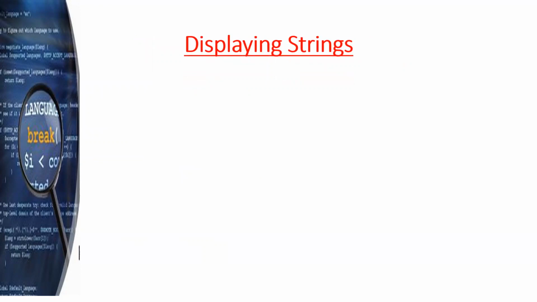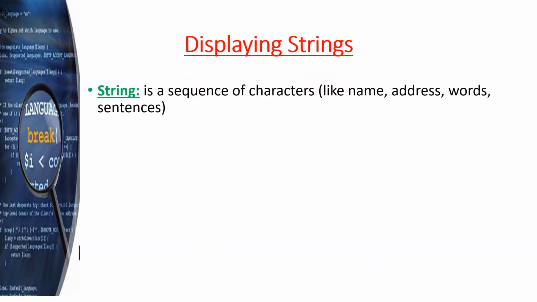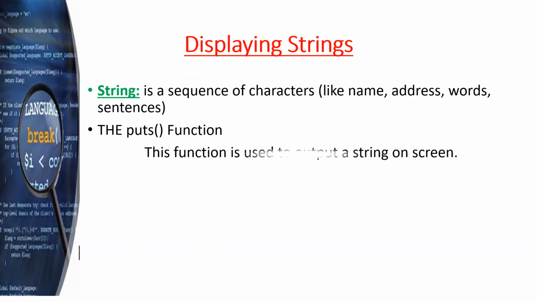When you want to display strings, you will use the puts statement. The question is, what is a string? A string is a sequence of characters like a name, address, word, or sentence. When you want to display the name of a person, an address, words, or formal sentences, you will use strings. The puts function is used to output a string on the screen.